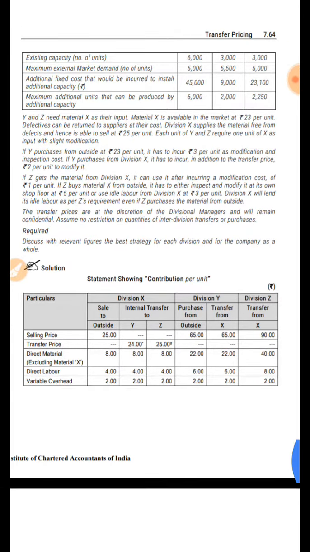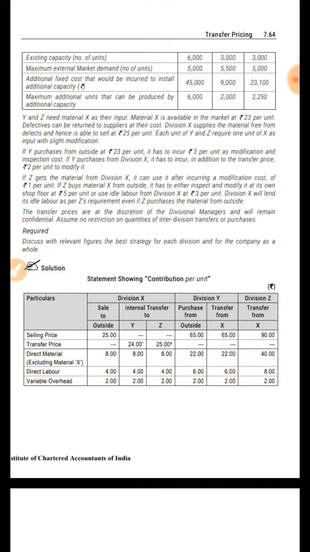And then if Z gets the material from division X, it can use it after incurring a modification cost of rupees 1 per unit. Here also, if Z is getting material X from division X, they will have to incur 1 rupee as modification. So cost will become 25 plus 1, 26. Okay, here cost will become 26.